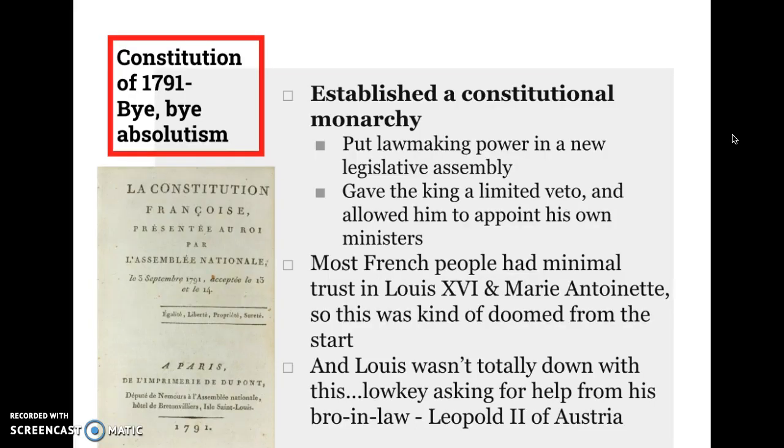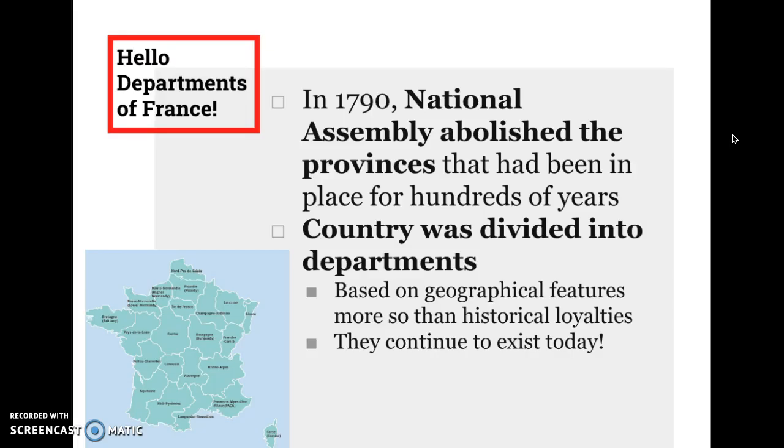Then the French write a brand new constitution. So the Constitution of 1791, contrary to popular belief, does not completely remove Louis from power. In fact, all it did is establish a constitutional monarchy that put the actual lawmaking power in the legislative assembly. The problem, though, is this was a little bit of wishful thinking. Most French people really didn't have a lot of trust in Louis and Marie, so it was doomed from the start. And though Louis technically signed on, he was low-key sending letters and asking for help from his brother-in-law, Leopold II, in the hope that this constitutional monarchy wouldn't actually end up becoming a thing.